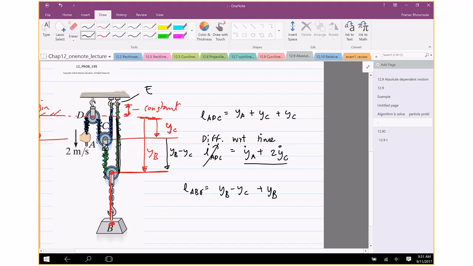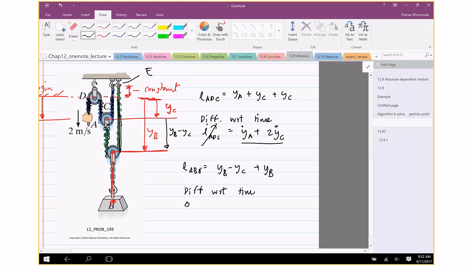So anything above the origin is a constant? Yeah, it is constant. It doesn't change with time. That part of the string will not change. You could write that as L1 or L2, whatever you want, but the derivative is what we're interested in, and that's going to be 0. Okay, so let's differentiate with respect to time. Let me write it as L_ABE dot equals 2YB dot minus YC dot, but L dot is 0.